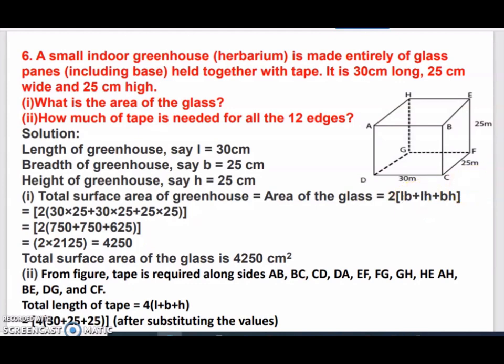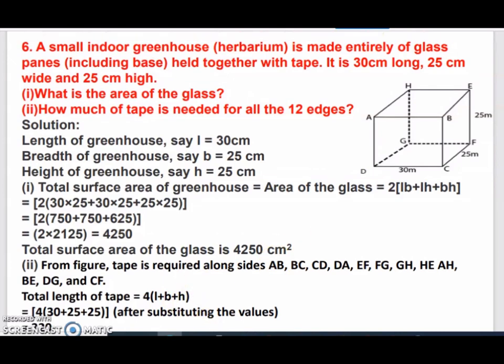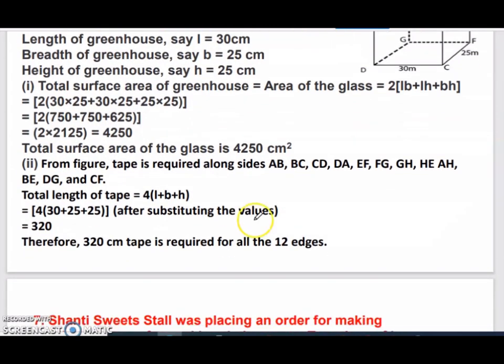So you have to find now, there are 12 edges. So 4L, 4B, 4H. 4 lengths are there, 4 breadths are there and 4 heights are there. So 4 into L plus B plus H. So this will be giving you the length of the tape that is required. So when you substitute the length, breadth and height values, you will get the answer as 320 centimeter. So that is the length of the tape required.